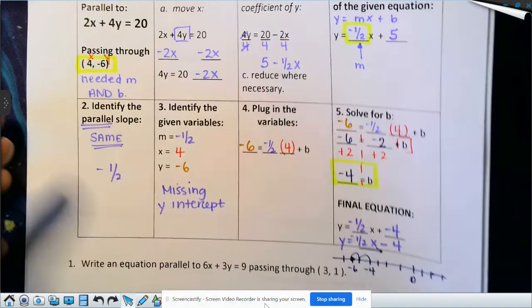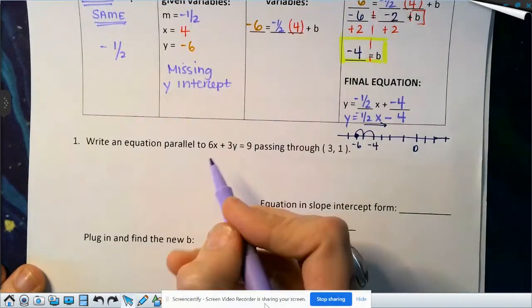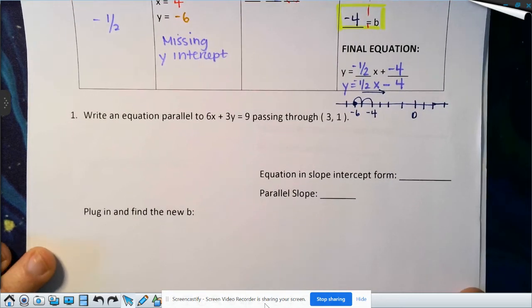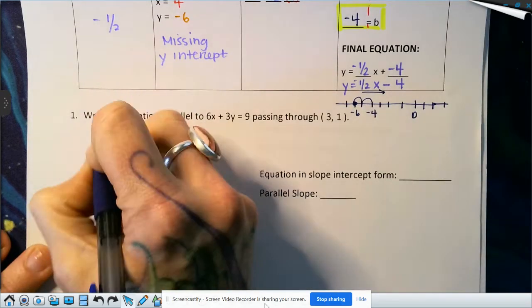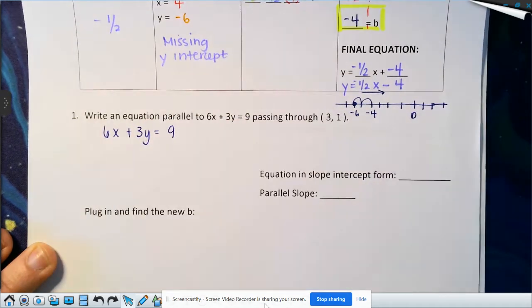All right, so working on one more. Let's do another one. So we have 6x plus 3y equals 9. Again, that's in standard form. So first thing we're going to do is write it to where we can get y by itself. So 6x plus 3y equals 9, and we do want y by itself.